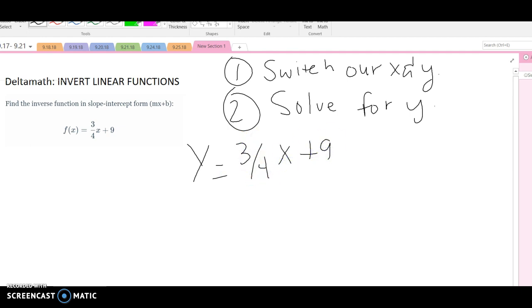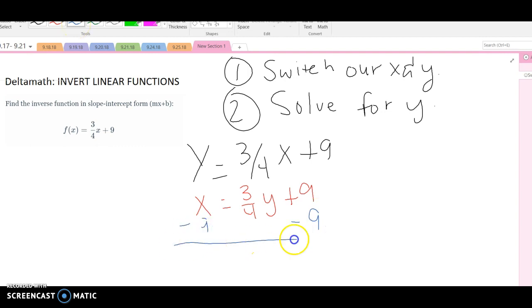So I need to switch my x and my y, so I'm going to go ahead and do that. I'm going to say x equals 3 divided by 4y plus 9. Now, we need to solve for the y to find the inverse. To solve for y, I am going to subtract 9. X minus 9 equals 3 divided by 4y.